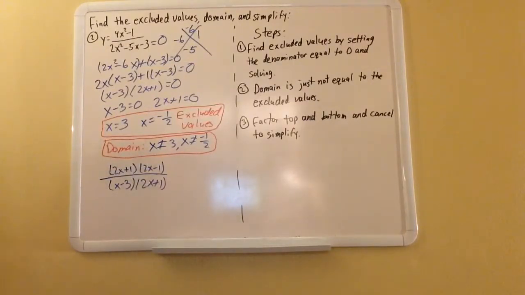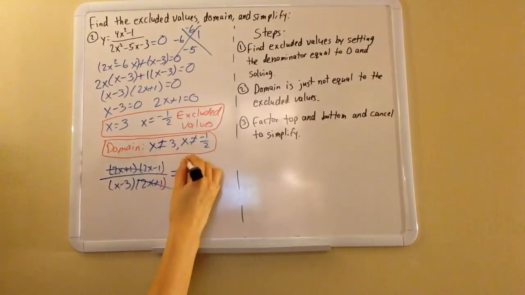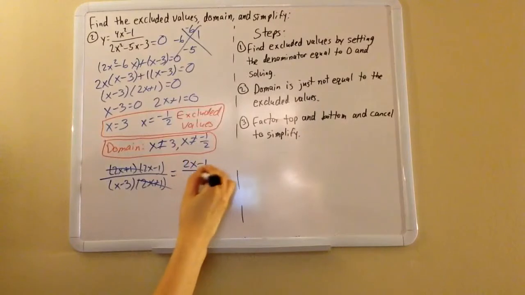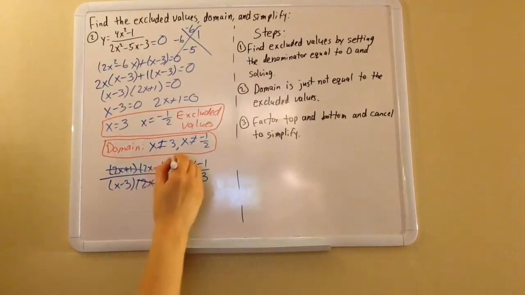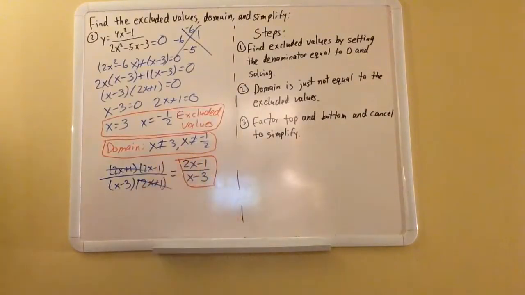Now we see what we can cancel out. We can cancel out the 2x plus 1s. So in total, what we have left is 2x minus 1 on the top and x minus 3 on the bottom. And that is my total answer for simplifying. So one last example, and then on to the bonus question.